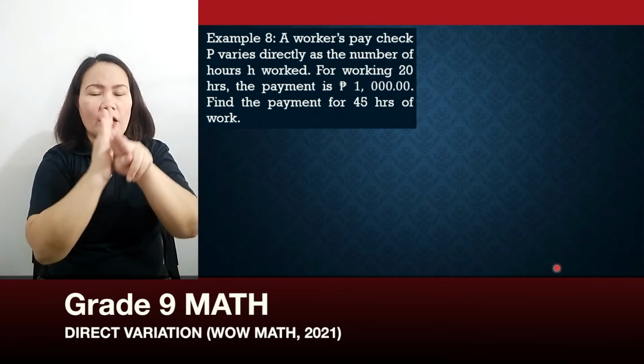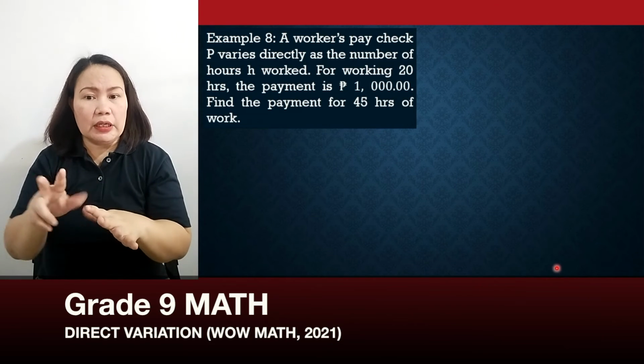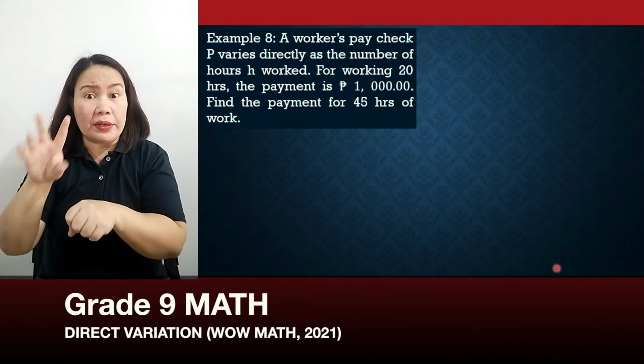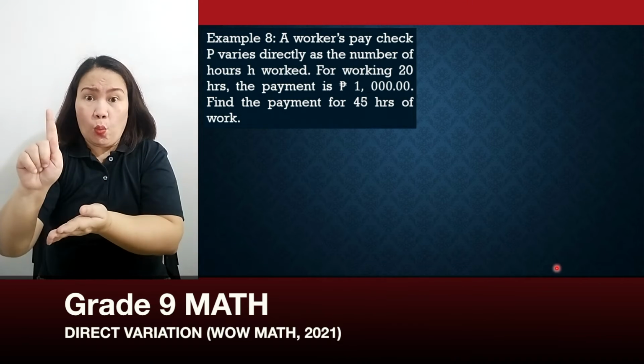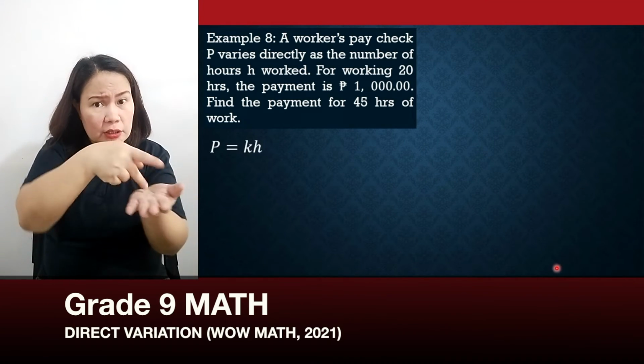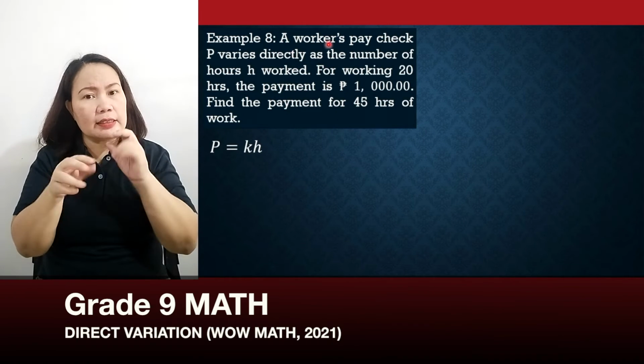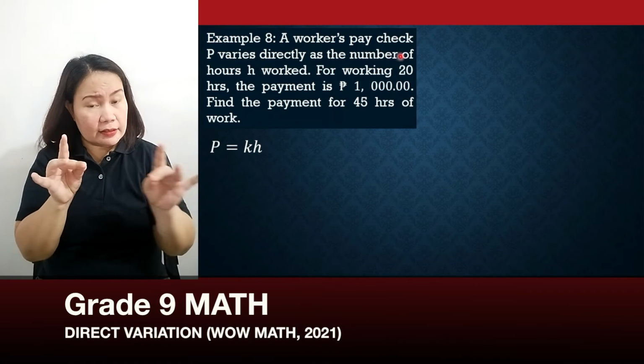So, tingnan natin yung problem. After working 20 hours, babayaran siya ng 1,000. So, magkano ang ibabayad sa kanya after working 45 hours? So, yan ang tanong natin. Again, kailangan natin i-translate yung statement natin into equation. So, P varies directly as the number of hours.